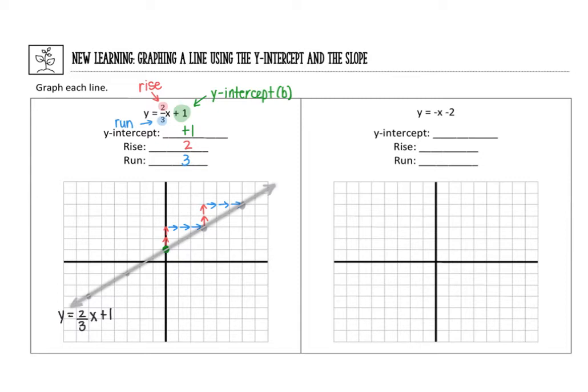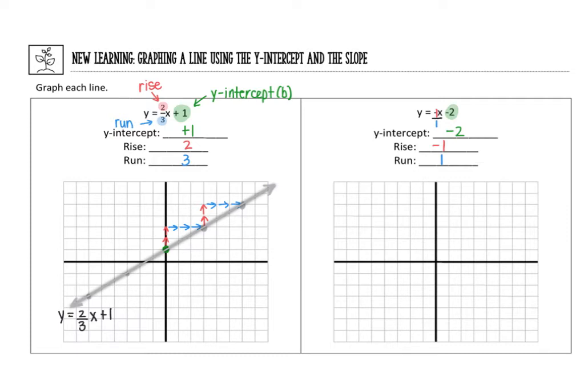In our second example, we can identify the y-intercept easily. It's negative 2. The rise and the run are a little trickier, however, because in front of the x, all we see is a negative sign. But we know that when there's just a negative sign out front of a variable, that implies a negative 1. So we'll have a rise of negative 1. And since we know that any whole number has a denominator of 1, we'll know that the run will be 1 in this case.